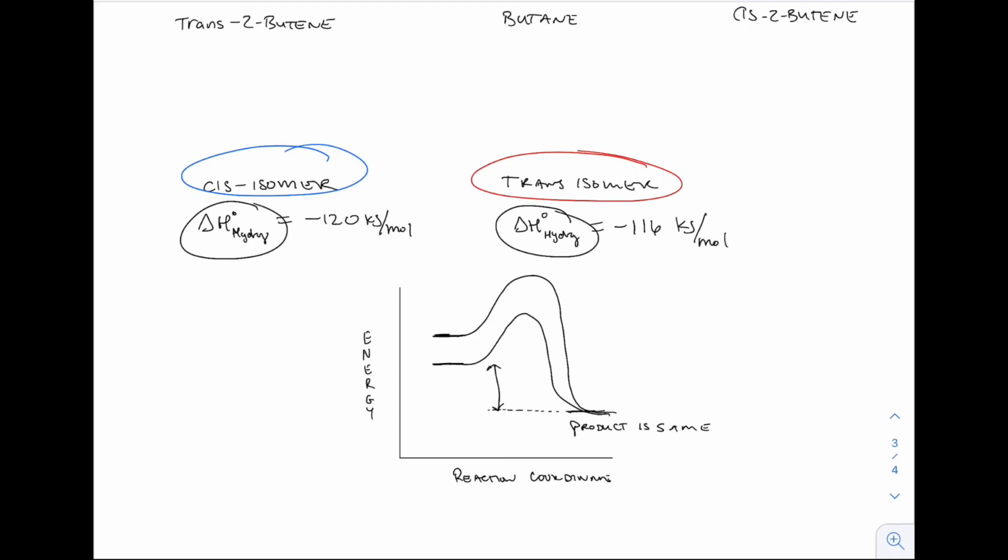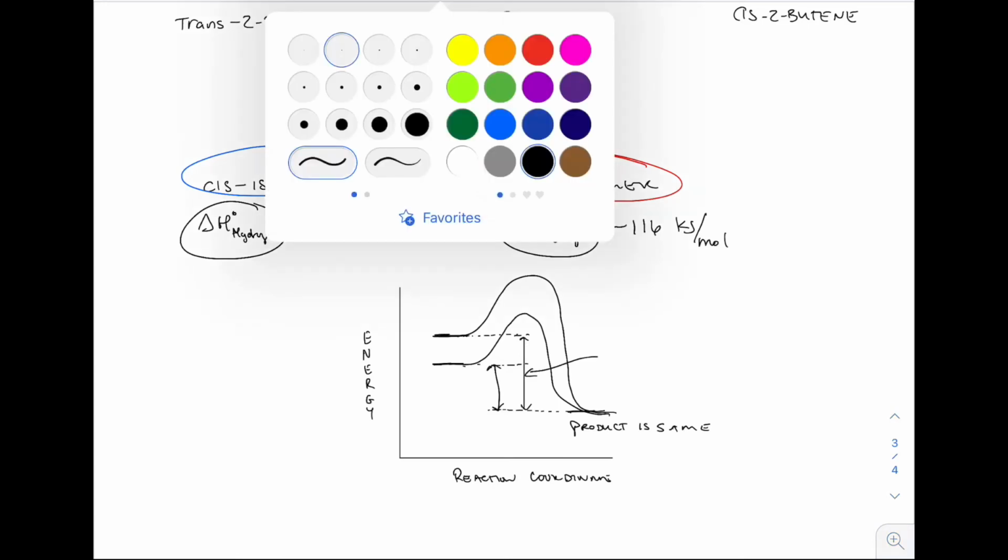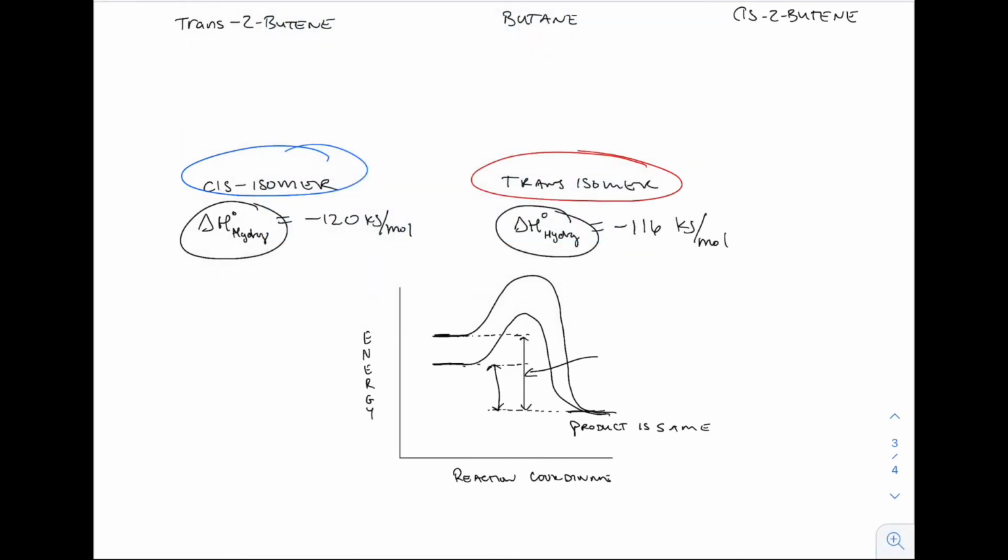Now let's take a look at the enthalpy for these given reactions. So remember, that's basically enthalpy for the entire reaction. The small arrow and the big arrow, the big arrow represents the larger energy difference, right? And so that means that's going to represent the minus 120 kilojoules per mole. So that's the higher energy starting material, and that led to a greater loss of energy in the end. So that's the cis isomer.